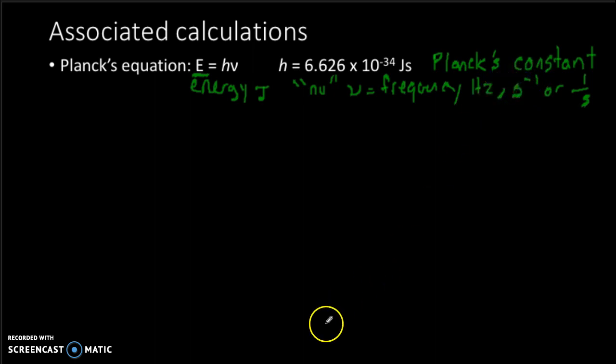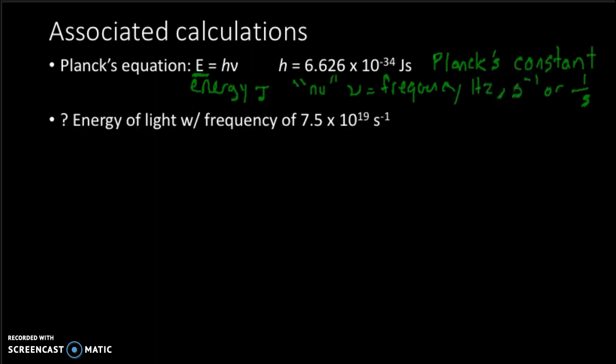Now, to use the equation, it's an easy equation to use, right? So this is the question from your reading guide. What energy of light has a frequency of 7.5 times 10 to the 19th, notice that is a positive number there, s to the -1? So, switch to pen.